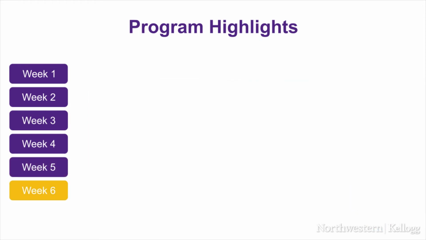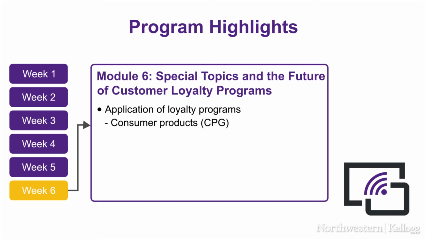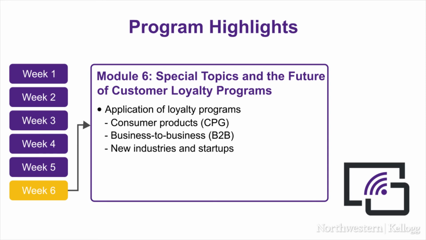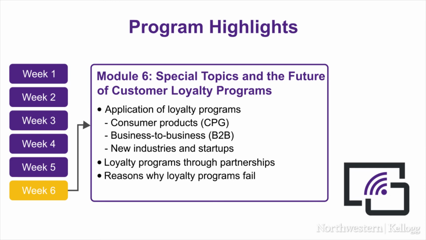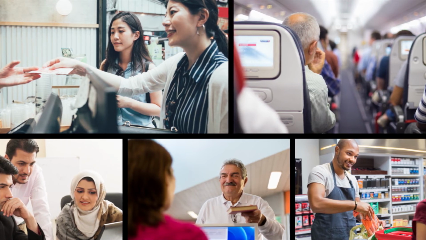Then in week 6, finally, we'll talk about some special cases for applying loyalty programs, including consumer products, CPG businesses, B2B, business to business, and extending loyalty programs to new industries and startups. Plus, we'll explain how loyalty programs can be extended beyond your company through partnerships and even become businesses themselves. And then we're going to conclude by talking about why loyalty programs fail and the future of loyalty programs in the digital era. Where are loyalty programs headed in the digital era? That's week 6. Along the way, we'll use examples from a wide range of businesses all over the world, a wide range of business categories.